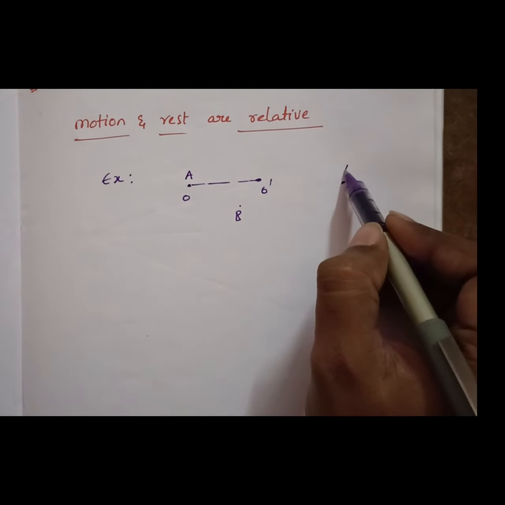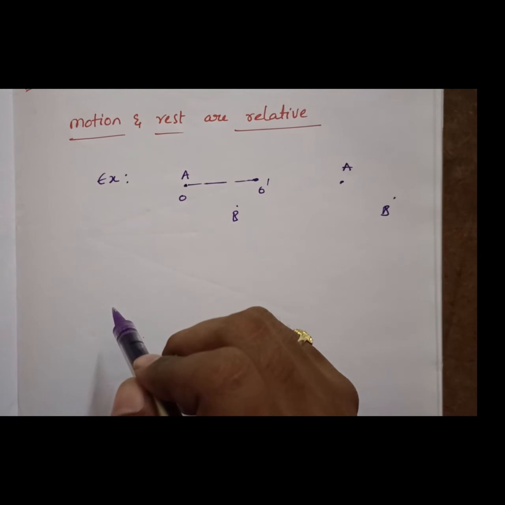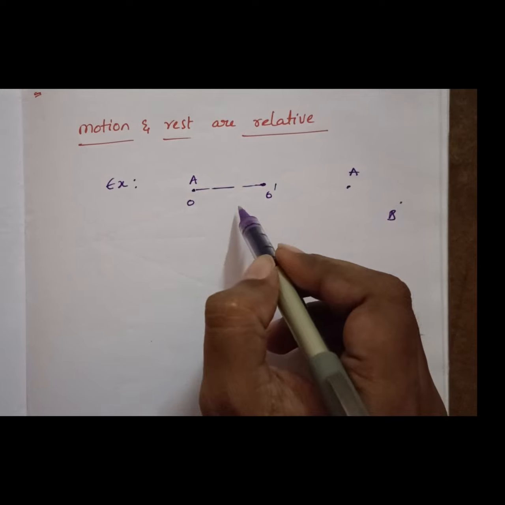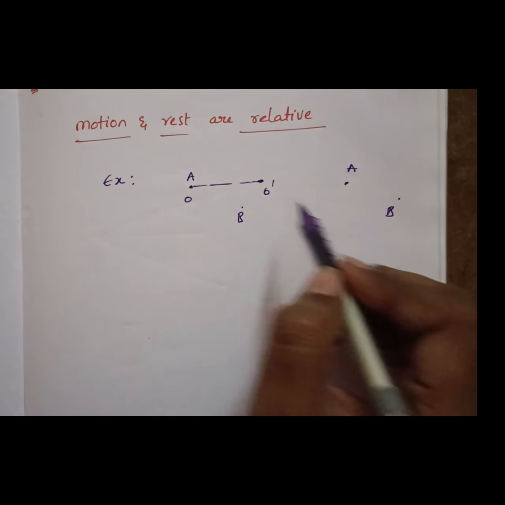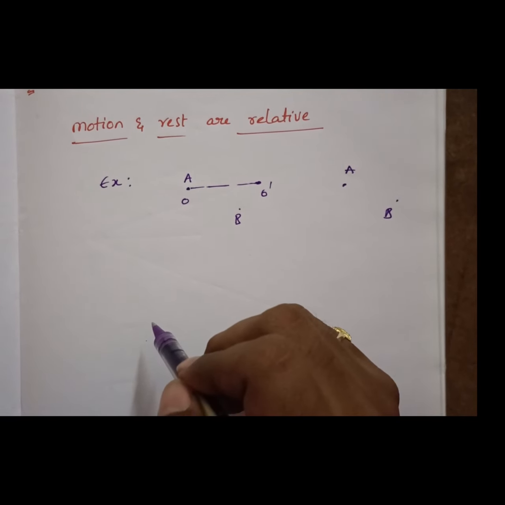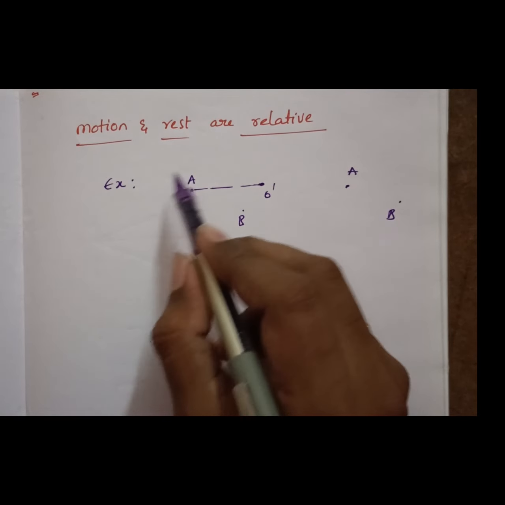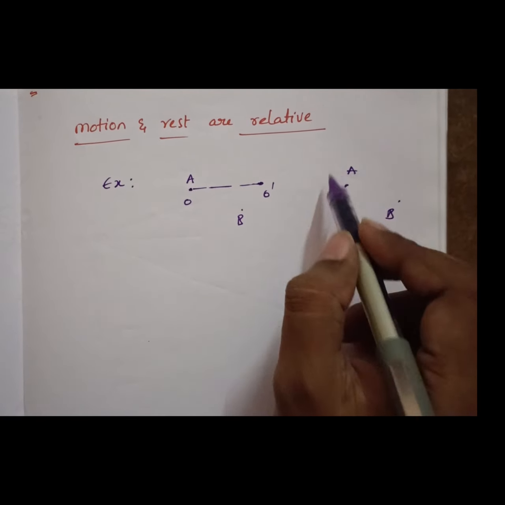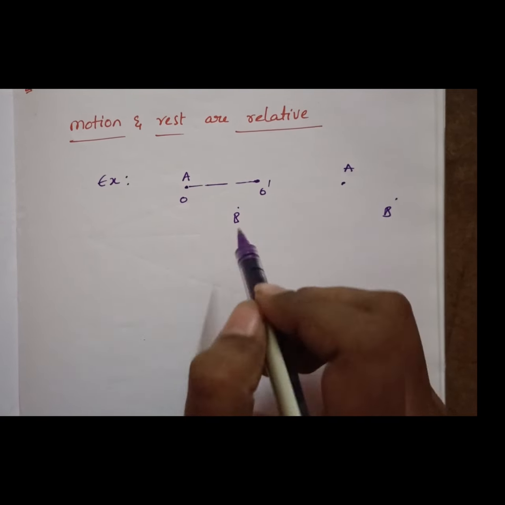Then with respect to B, A is moving, that we see. In another example, A did not change its position with respect to B. With respect to surroundings in one case we say A is in motion, and in the other case we say A is at rest. We can't say that A is absolutely in motion or absolutely at rest. They are relative terms.